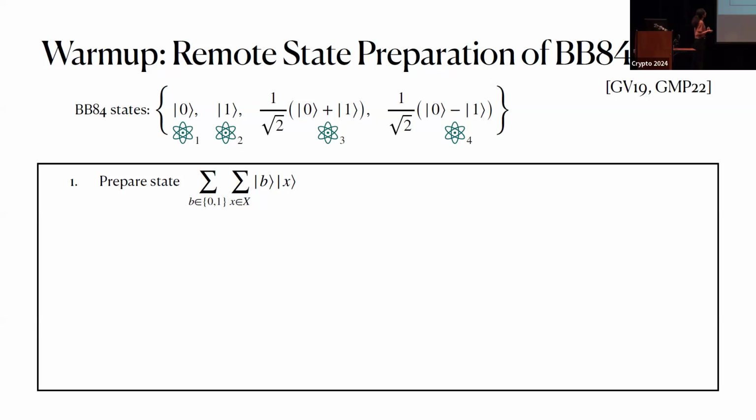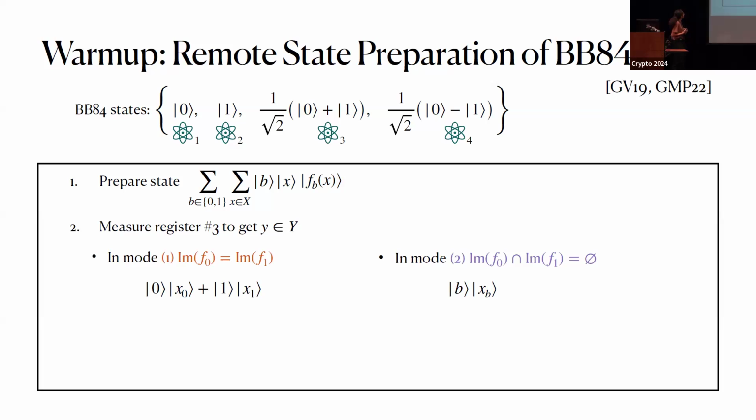Okay, so how do we RSP this state? The first step is to prepare a state over 2 registers. The first one is an equal superposition over the bit b being either 0 or 1. And the second register is an equal superposition over all inputs in the domain of the function. And so one thing you can do on a quantum computer is, in a third register, compute in superposition the output of f sub b on x.